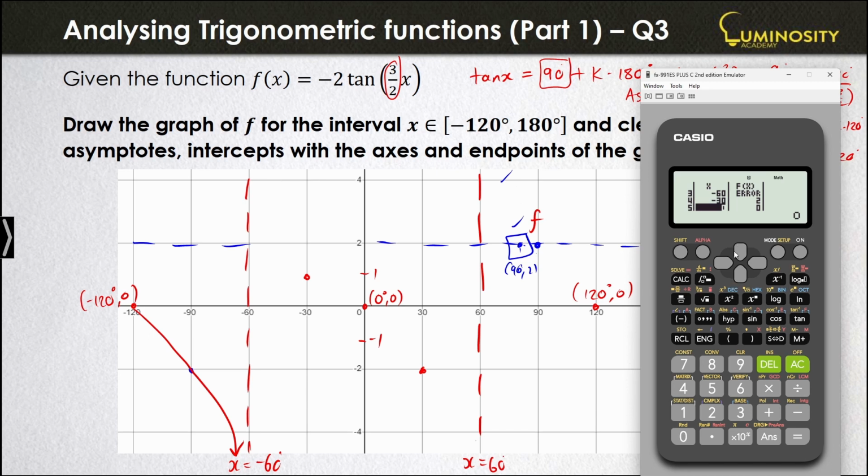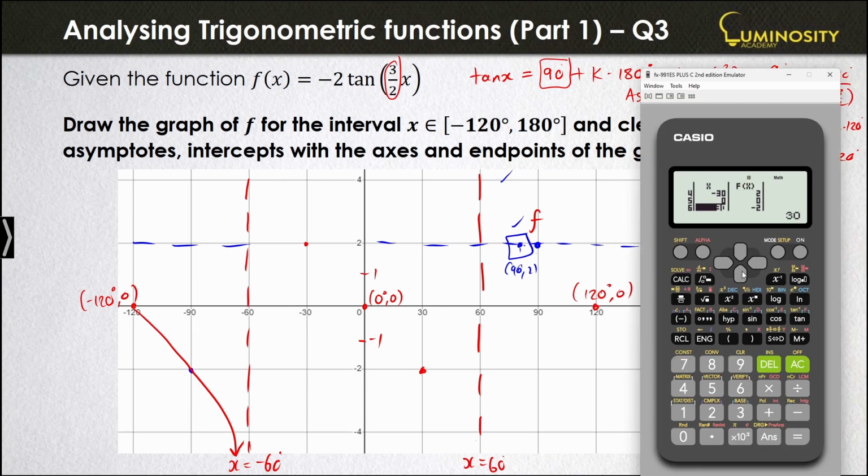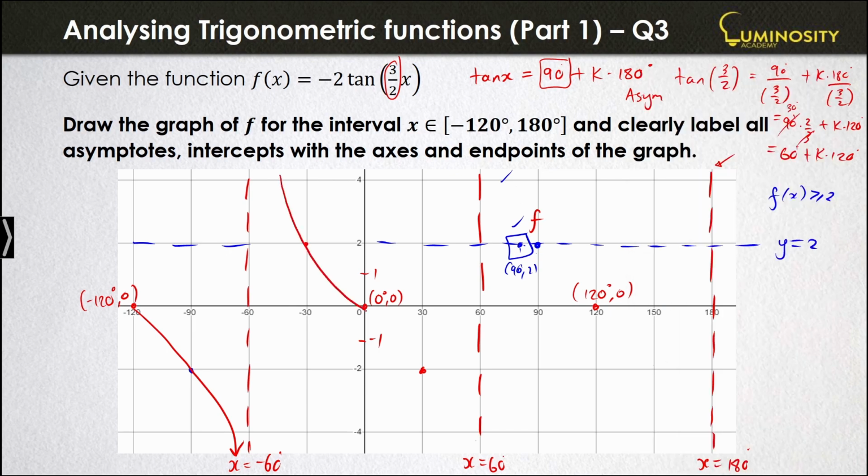Yeah, sorry, so negative 30 degrees, positive 2. Okay, so let's put that point up here. So that's negative 30 degrees, 0. And then 30 degrees should be negative 2. Okay, great. All right, so there's the function here.